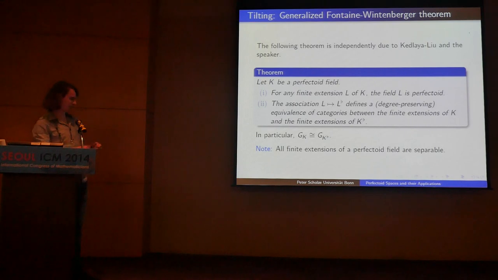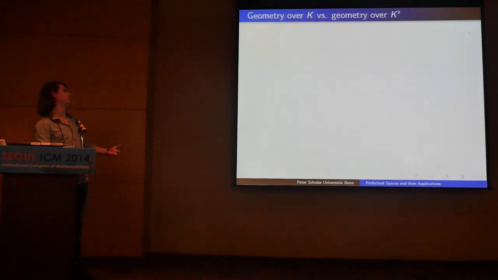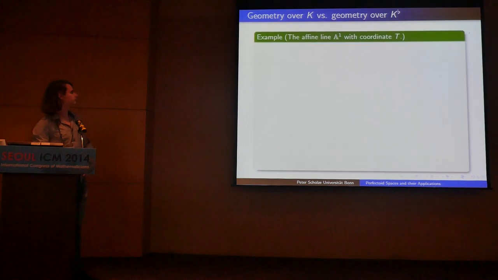All right, so now we understand somewhat what happens for a field, but really we want to do some geometry. So we want to compare some geometric objects over one field with geometric objects over the other field. And let me explain what happens in the example of the affine line. Certainly the easiest example, probably, of a space. And let's call the coordinate on this line t.